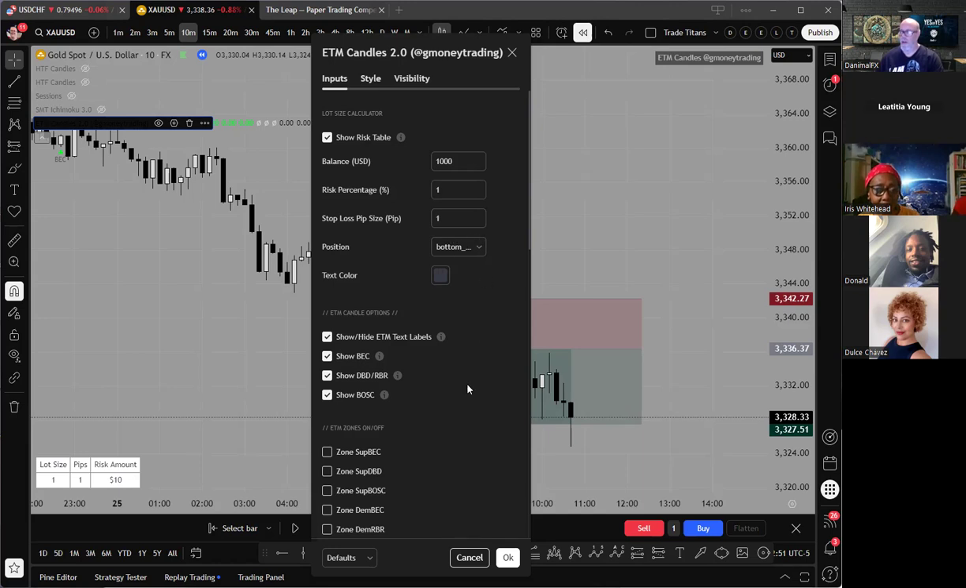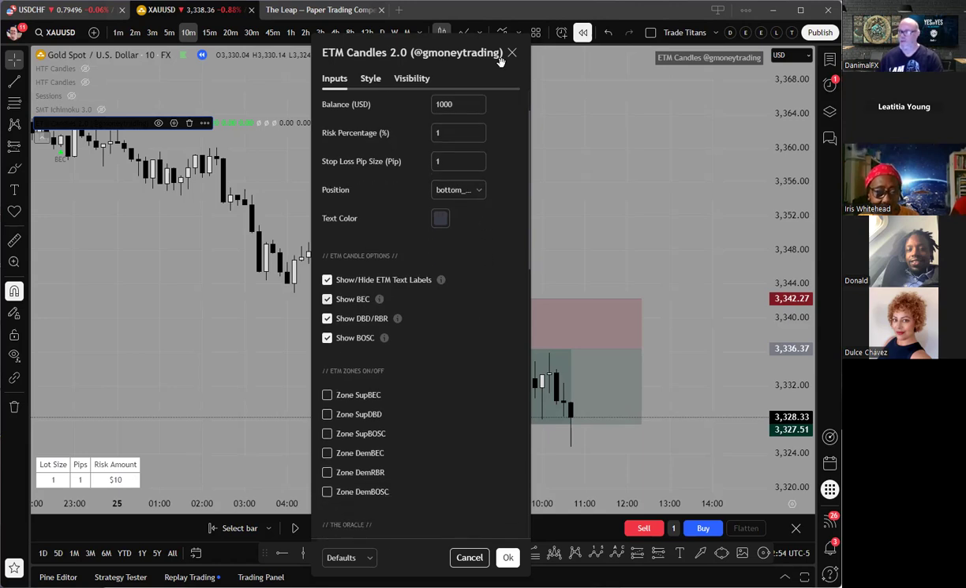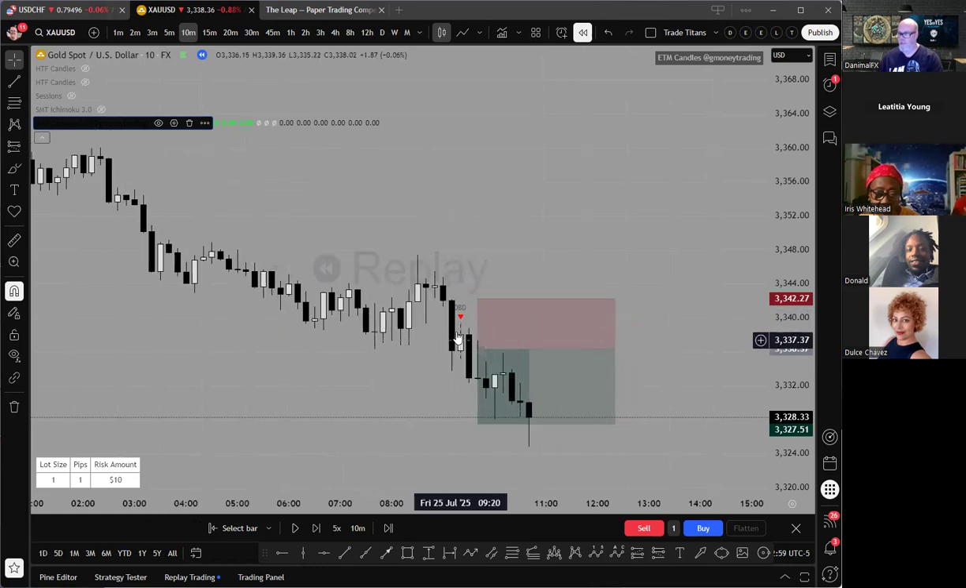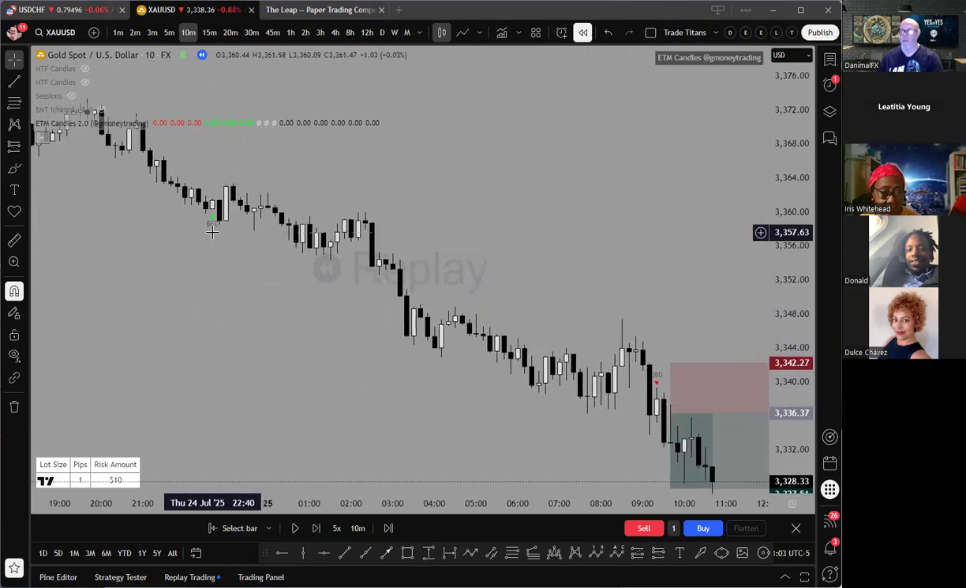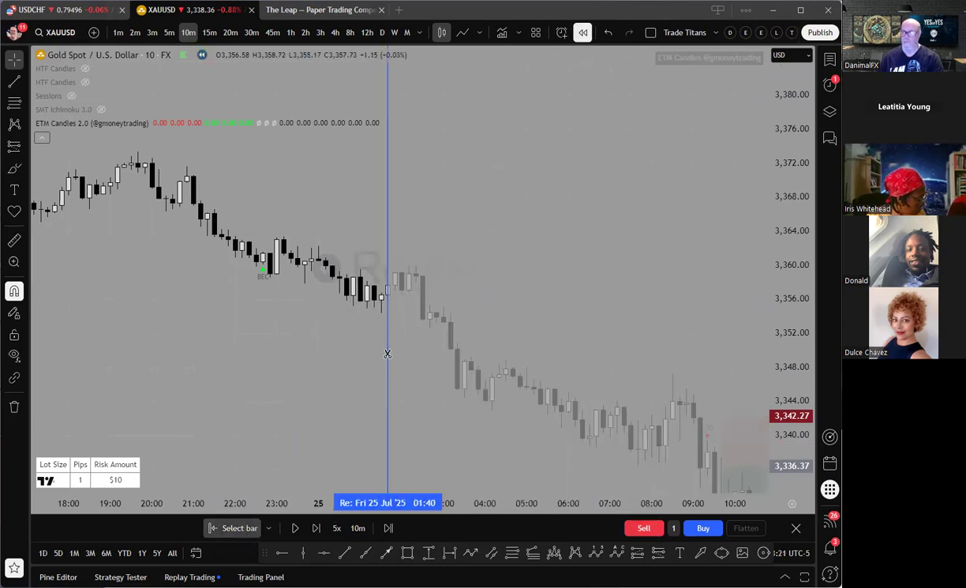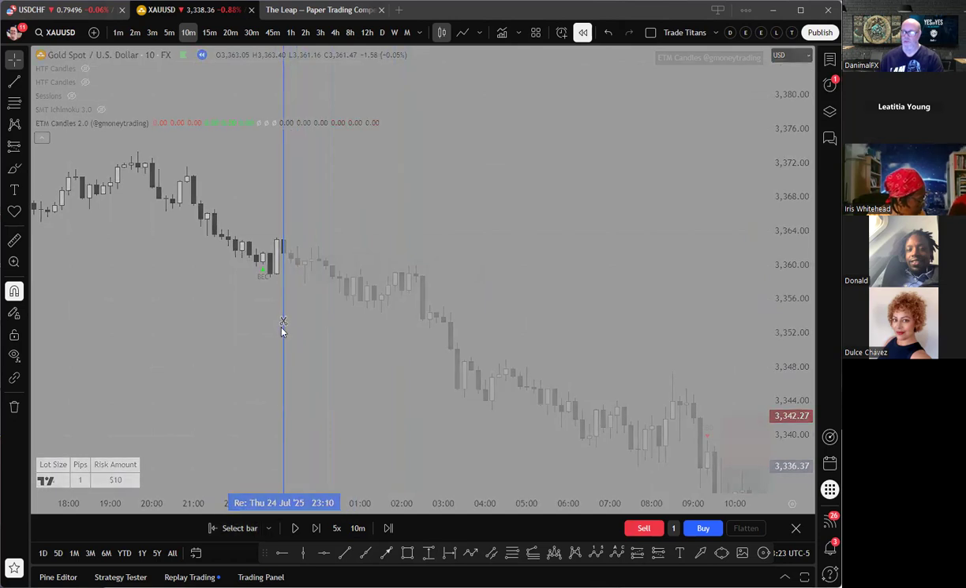Yeah. And then you can show your ETM candles, which is indicated by the rally-base-rally. In this case, the drop-base-drop. You got the DBD showing there. And if we go over here, we got a BEC over here. Now, interesting on this candlestick, we got two BECs lined up in a row. And let's talk about this. This is an interesting trade. So let me just back up the indicator, the frames, and let's just look at this.